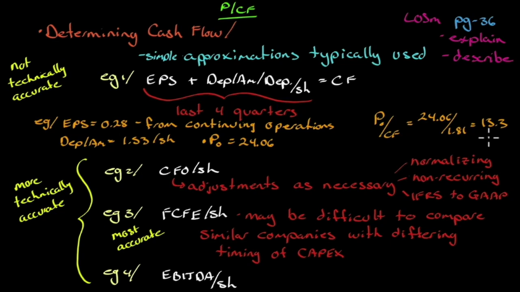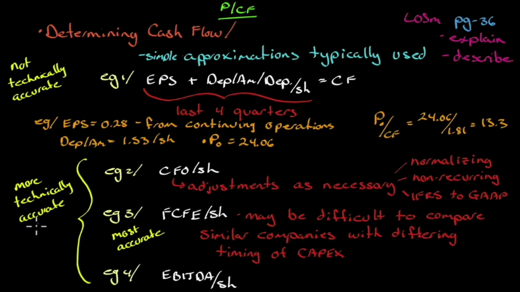Because I have in my mind what I think cash flow is, but I need to know what you think it is. If you see CF, it means particularly this: earnings per share plus the non-cash charges, primarily just depreciation, amortization, depreciation per share.